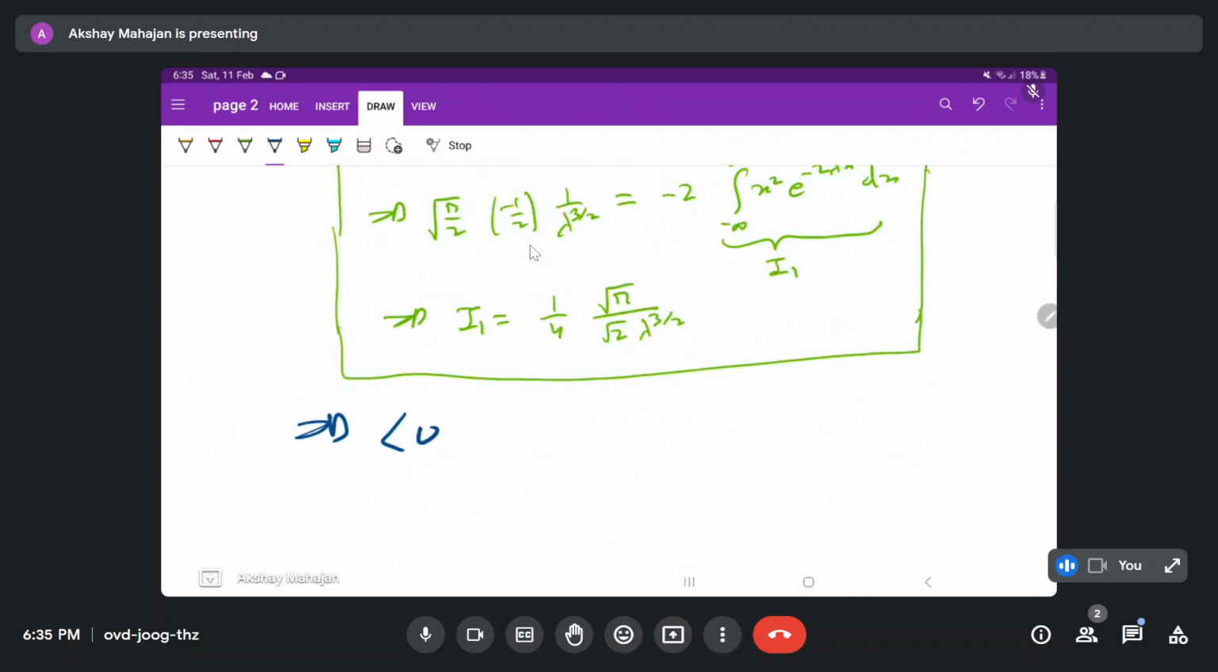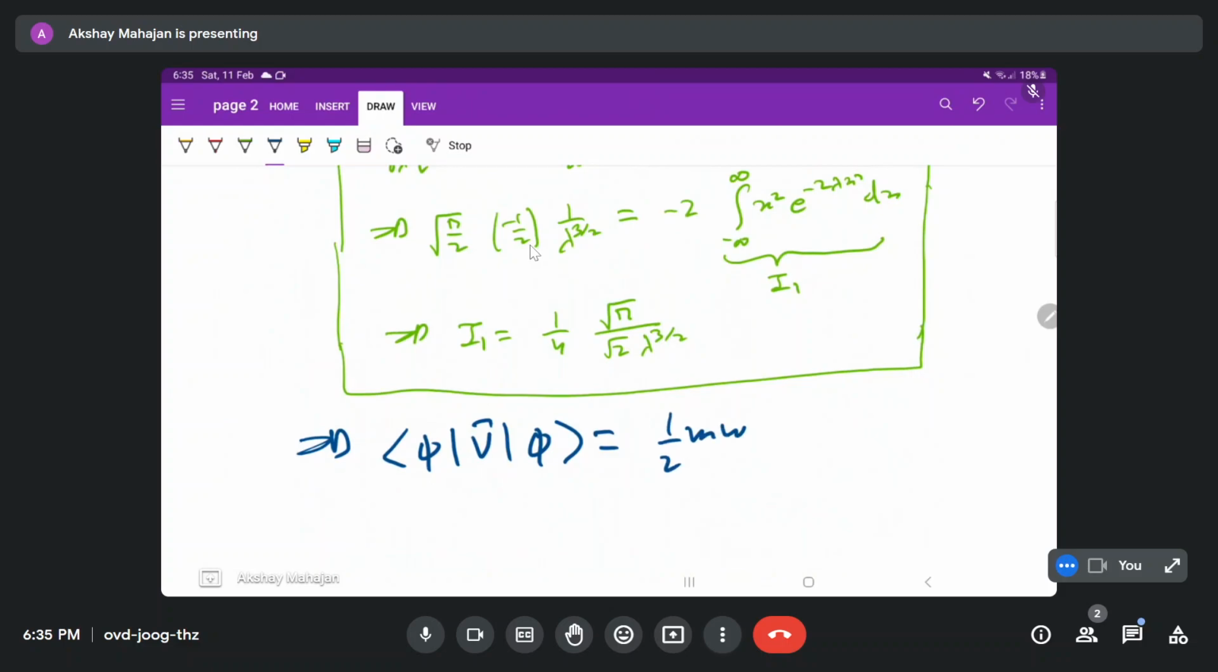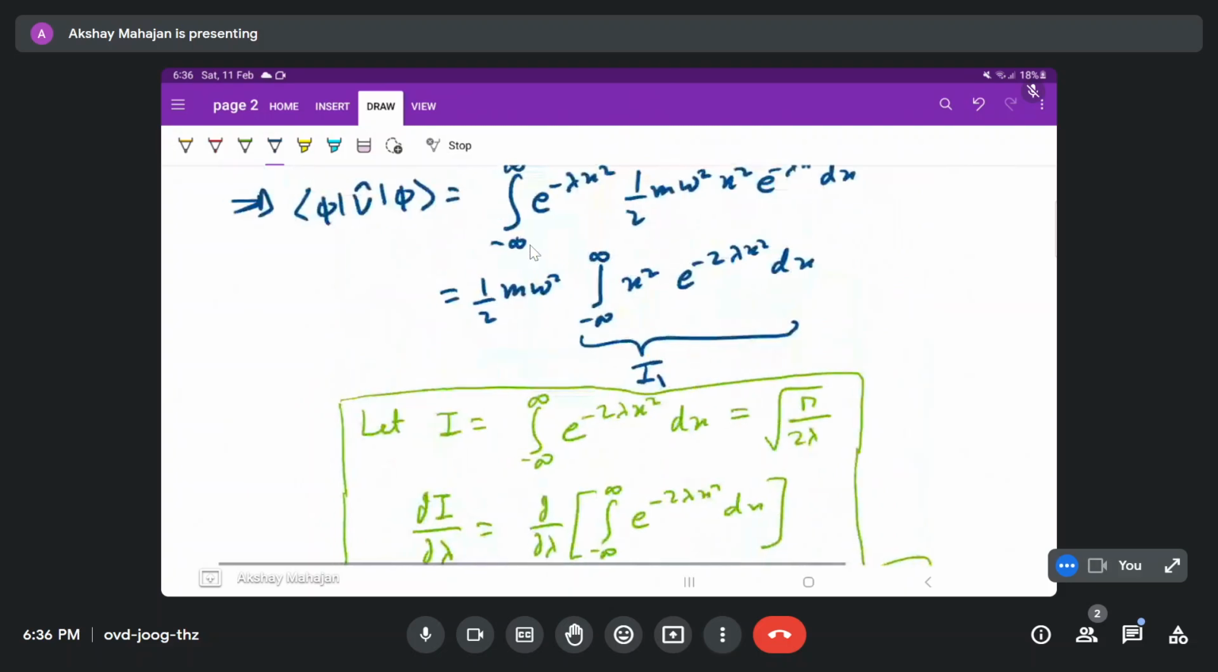So coming back to our problem where we left, we have half m omega square times our I1 integral. So our v cap phi will be equal to half m omega square I1 integral, which is 1 by 4, I can take 1 by 4 under root of pi, plus this.